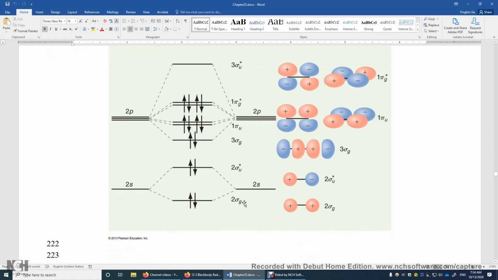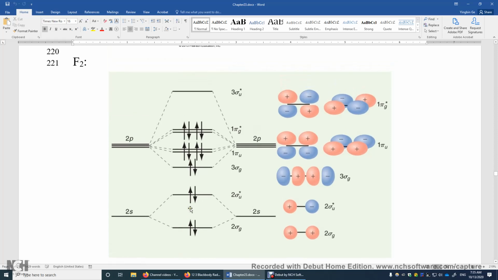Why is this 2 sigma g, 2 sigma u star? Well, not 1. This is because we have 1s orbital below the 2s orbital. The 1s atomic orbitals form 1 sigma g and 1 sigma u star. But because the 1s atomic orbitals are core orbitals, the electrons in the 1s orbitals are core electrons. So chemists do not really care about those core electrons and core orbitals. They are inactive in chemical reactions. So again, this is F2.